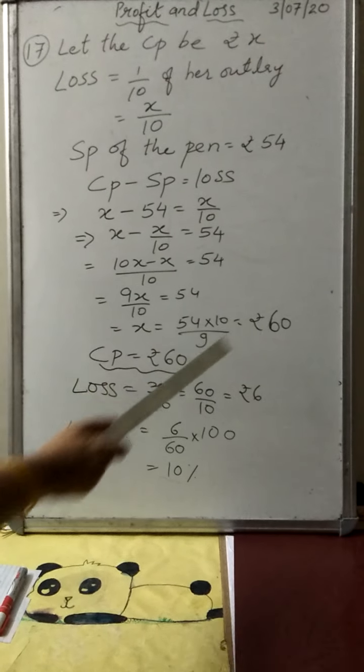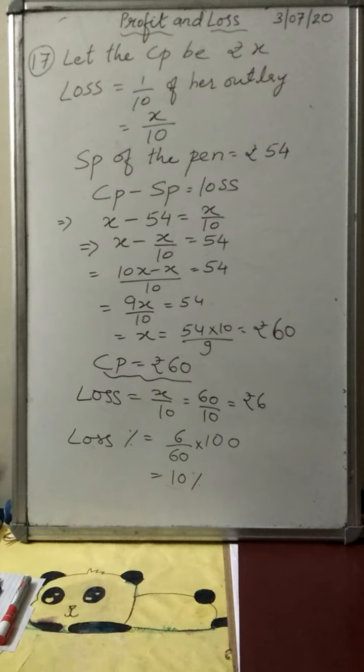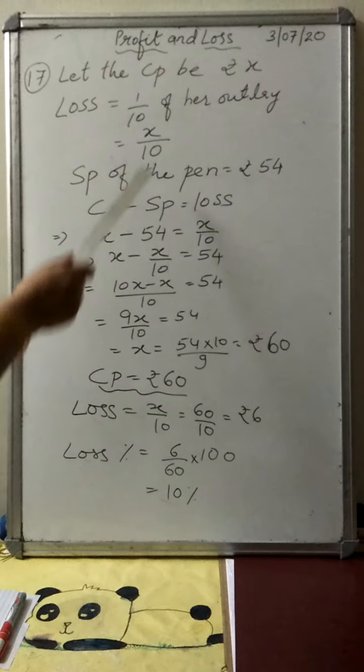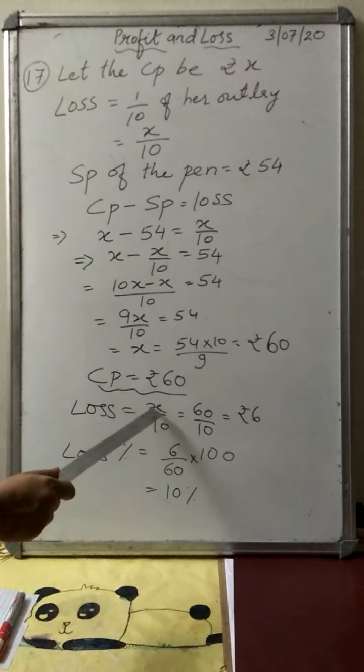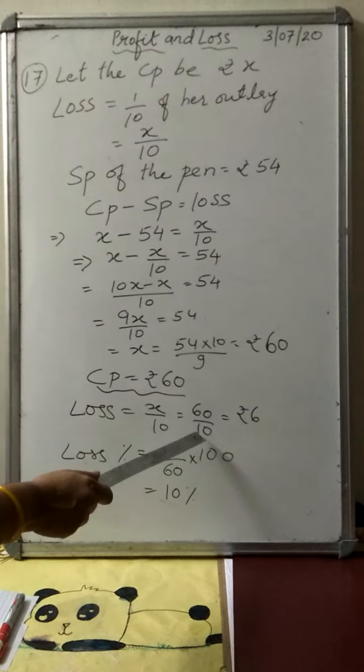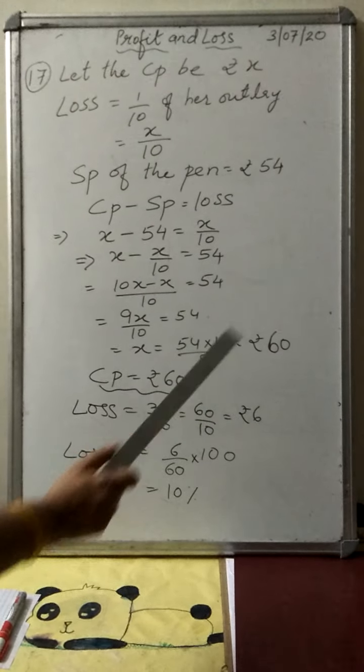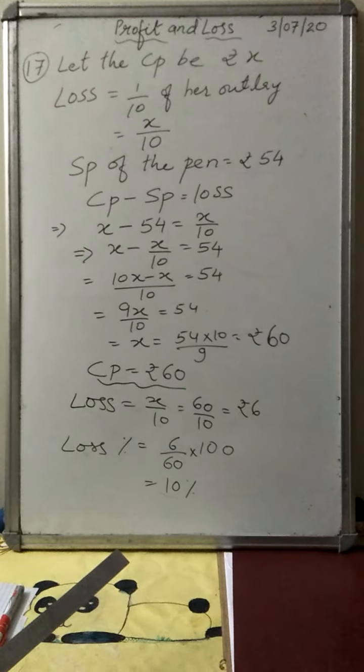rupees 60. Now we need to calculate the loss. So loss is x by 10. Put the value of x here. So that is 60 by 10, which is equal to rupees 6. That means she has a loss of rupees 6.